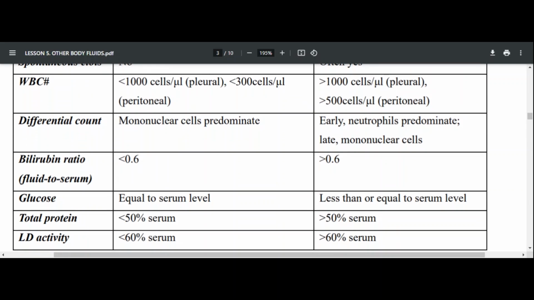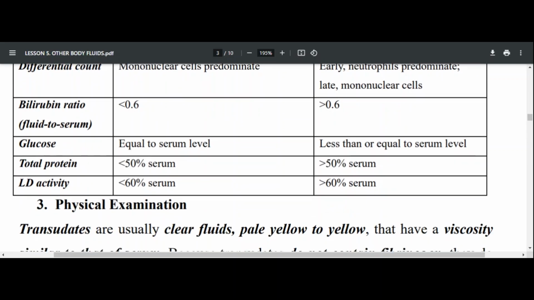Bilirubin is high in exudates. Glucose is lower in exudates, whereas in transudates it is at equal levels, or equal concentration, to that of serum. Total protein is high in exudates, but it can be low in transudates compared to serum, though not a pathologic low. And lactate dehydrogenase activity is very high in exudates, because we know that exudates are associated with many issues, for example, malignancy and also bacteria, and in most of them you find that the LDH concentration is high.